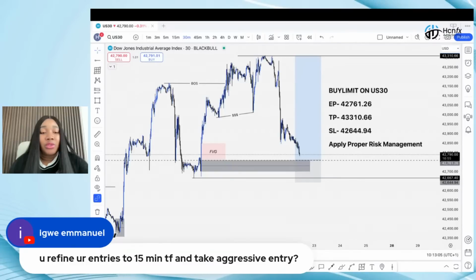You refine your entries to 15 minutes time frame and take aggressive entry. Yes, my dear, that is what I do. There is no need for over analysis. You can see on the screen, this particular US30 trade is an aggressive entry. That's what we're waiting for there. Clean aggressive entry.